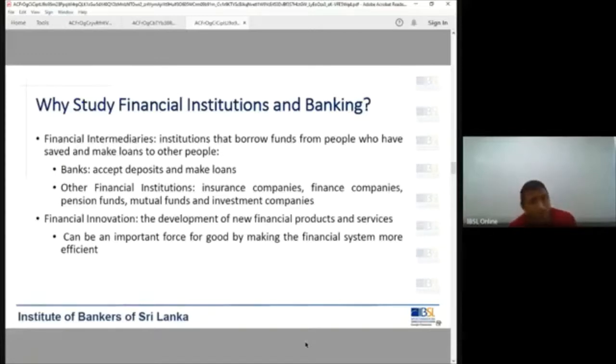Okay, so we are continuing our expedition. We are talking about why we want to study financial institutions and banking. That's the focus of this program. We talked about markets to some extent; now institutions. Institutions are also very important in this program because they are the financial intermediaries who sit between the saver and the borrower and provide both parties so-called economic efficiency services. The financial intermediaries are the institutions that borrow funds from people who have surpluses or savings and make loans to other people who require funds for various purposes.